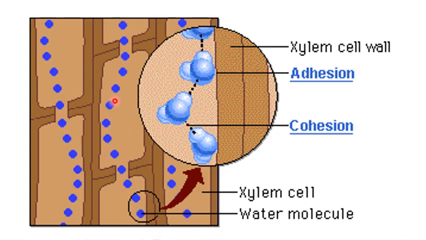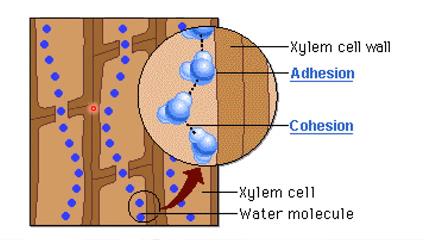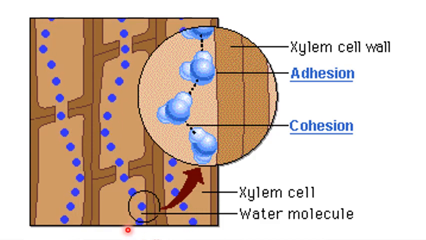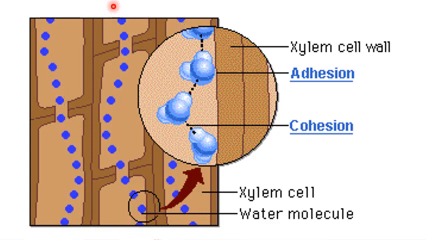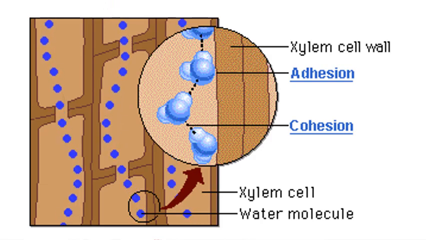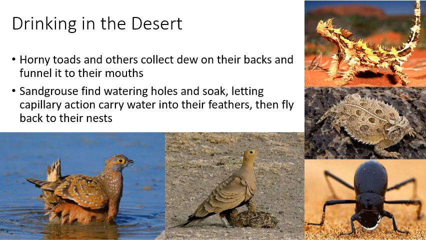And you'll get a whole little column of water rising up all the way, maybe from the roots of a plant to the tippy top of a tree. Then finally you have animals that rely on capillary action and or water droplets to be able to drink.